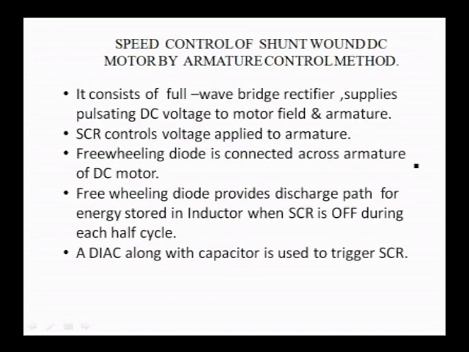This is again summarizing the speed control of a shunt wound DC motor by the armature control method. It consists of a full wave bridge rectifier, which supplies pulsating DC voltage to the motor field and armature. The SCR controls the voltage applied to the armature. The freewheeling diode is connected across the armature of the DC motor. It provides a discharge path for energy stored in the inductor when the SCR is turned off during each half cycle. The DIAC, along with the capacitor, is used to trigger the SCR.